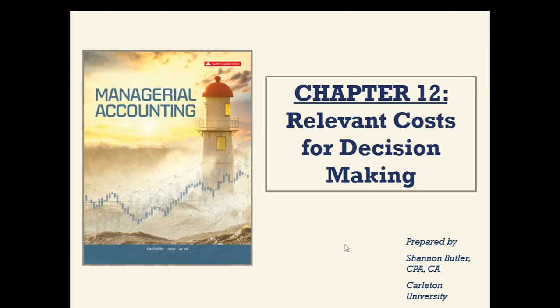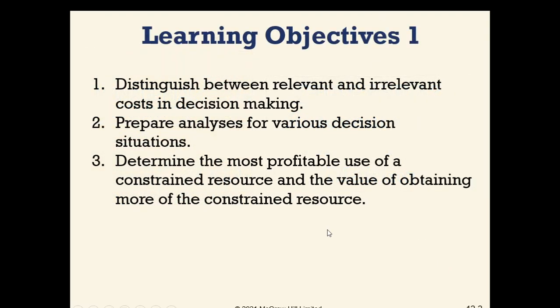Okay, and finally in chapter 12, we are looking at pretty much everything we've learned and applying that to making business decisions and looking at the relative costs in those decisions. So we're going to distinguish between relevant and irrelevant costs in decision making.